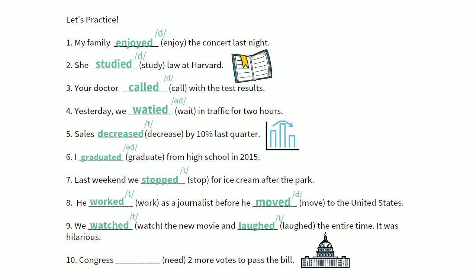Number 9. We watched the new movie and laughed the entire time. It was hilarious. Number 10. Congress needed 2 more votes to pass the bill.